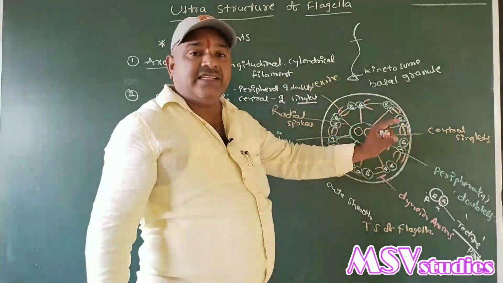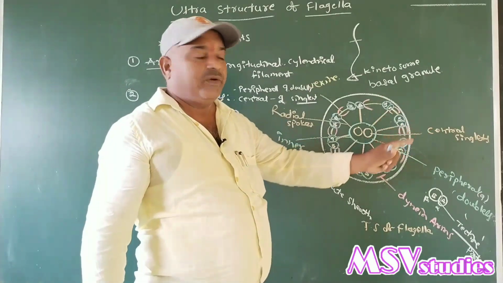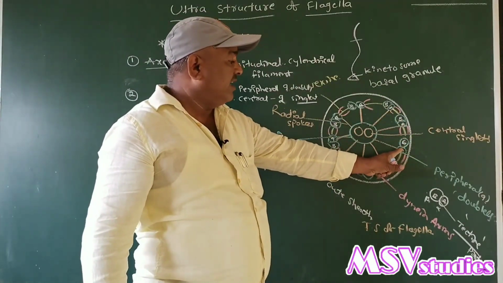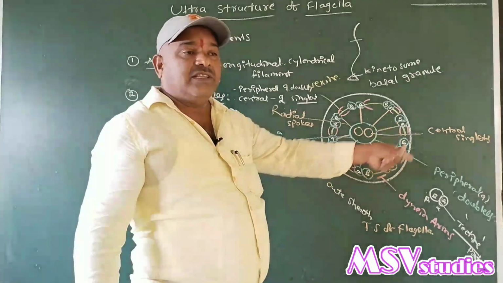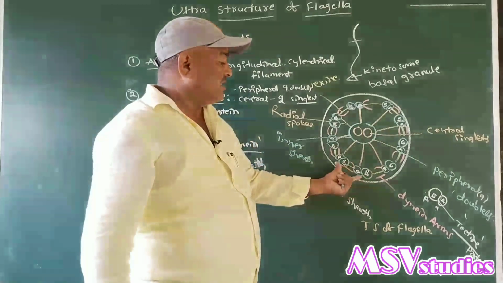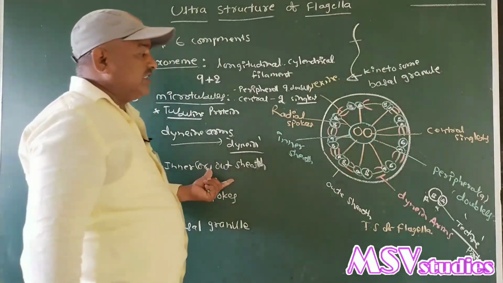These dynein arms are arranged in a clockwise orientation. They connect one peripheral doublet to the next, and then the next. So this arrangement is in a clockwise orientation. And next one, inner and outer sheath.